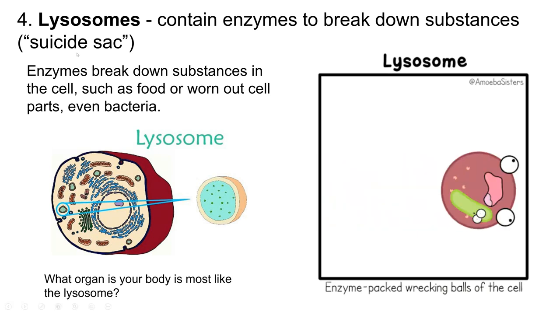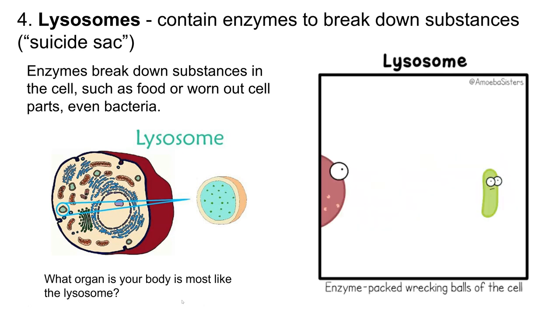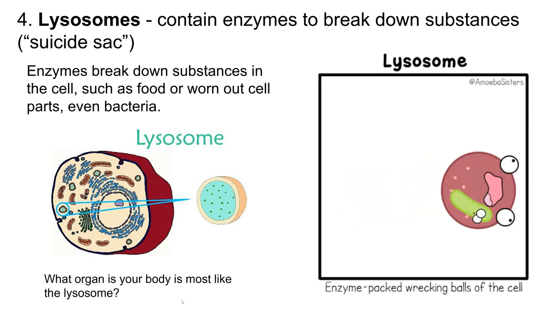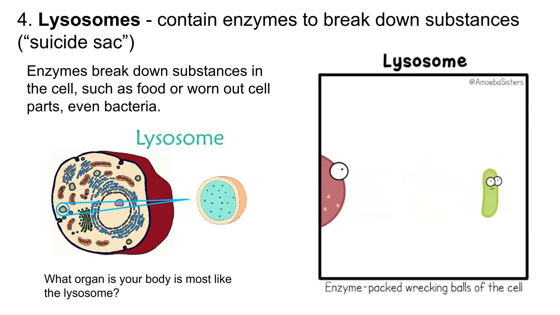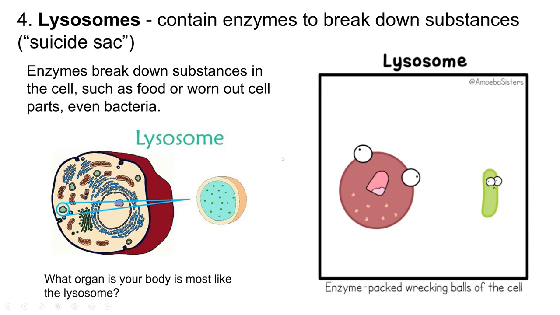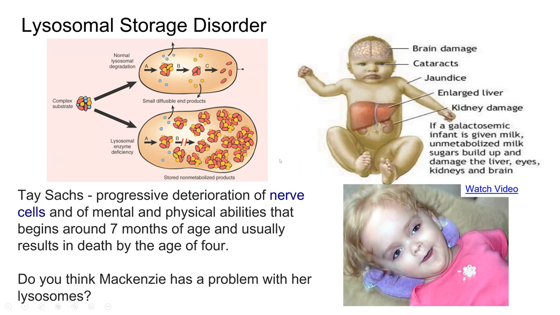It breaks down substances in the cell, such as food or worn out cell parts and even bacteria. And you can see in this nice little Amoeba Sisters GIF how it works. What organ in your body is most like the lysosome? Ah, yes, the stomach.